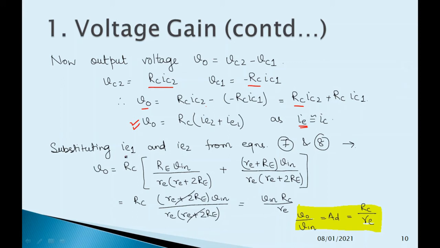Now substituting the values of IE1 and IE2 from equations 7 and 8, which we have calculated in the previous slides, V0 is equal to Rc into IE2 plus IE1. So we will get these two terms cancelled out, and V0 is equal to Vin into Rc upon re. Now taking this Vin on the left hand side, V0 upon Vin, this is the gain, is equal to Rc upon re. So for the single input balanced output differential amplifier, the voltage gain is given by Rc upon small re.